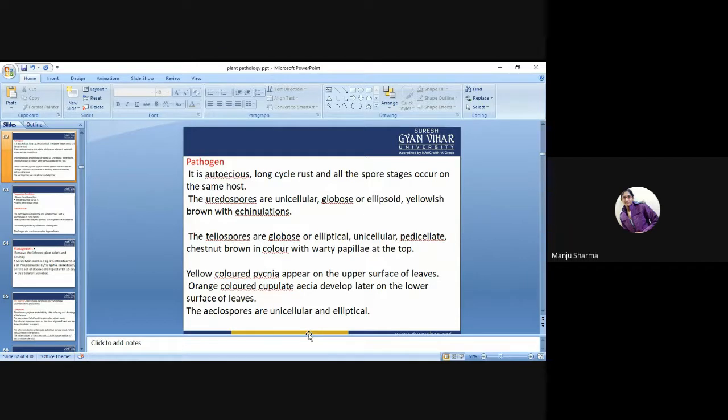The pathogen is autoecious, long cycle rust, and all the spore stages occur on the same host.